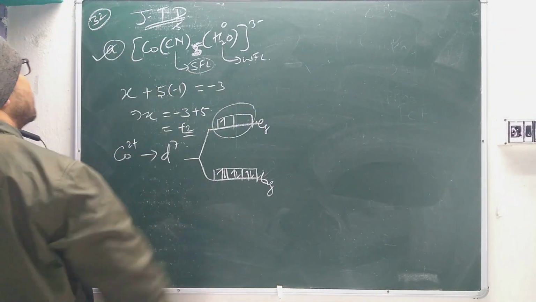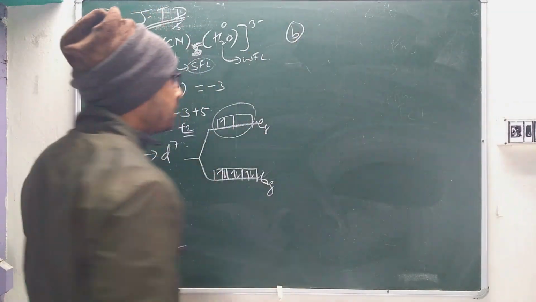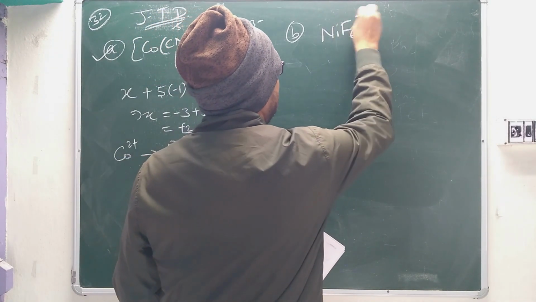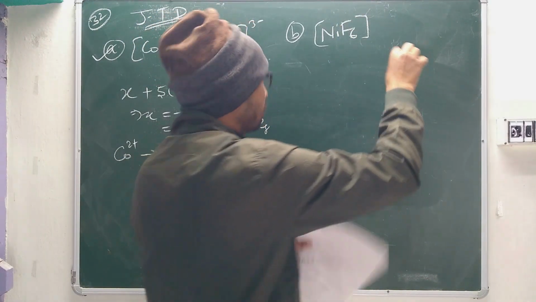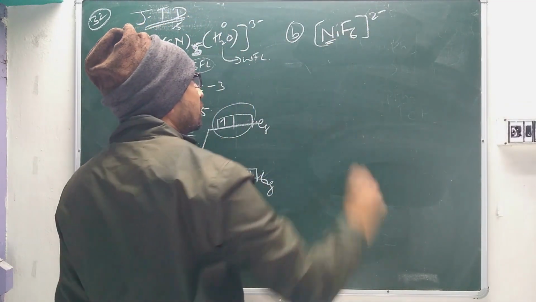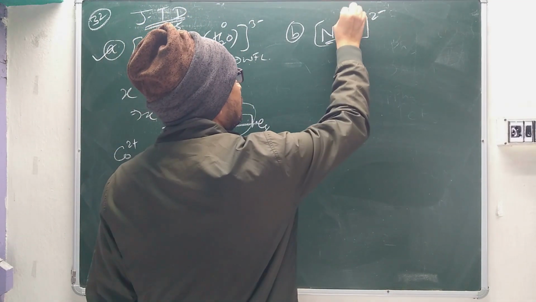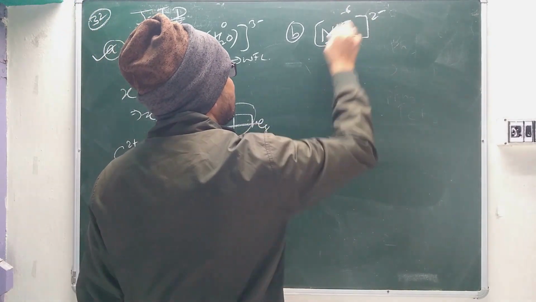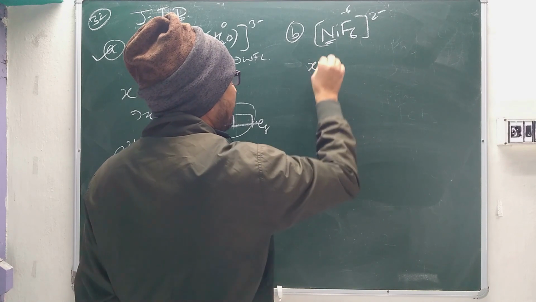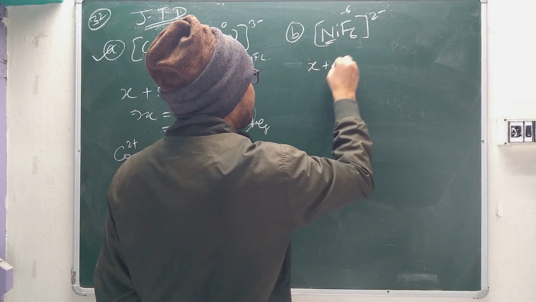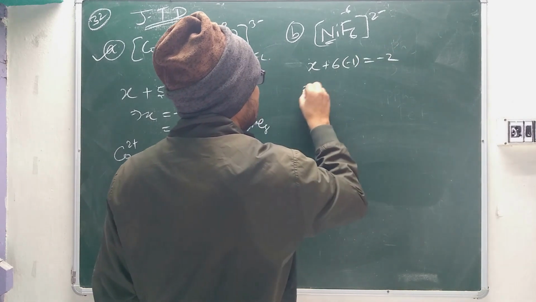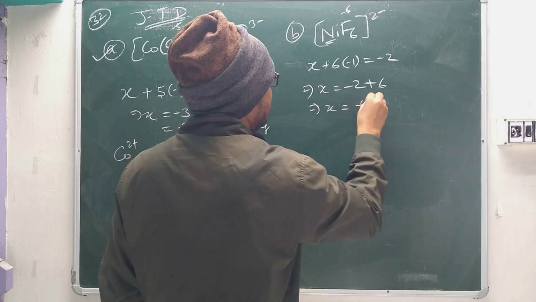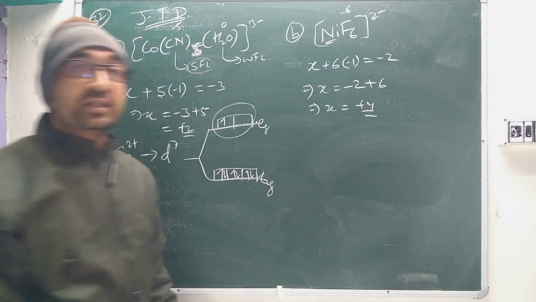So this one is giving Jahn-Teller distortion. Option B, we will see it. Option B is nickel, with 2 minus charge. We'll find out the oxidation number. Fluorine contributes -1 charge, so -1 into 6, total -6. So x plus 6 into -1 equals -2. So x equals -2 plus 6, or x equals +4. So it is +4 oxidation state.